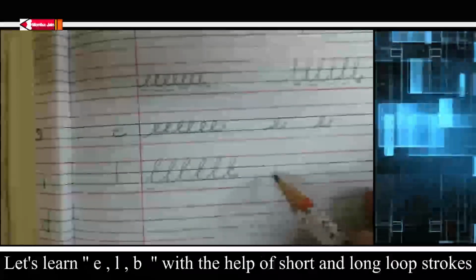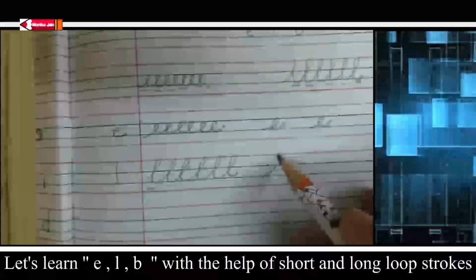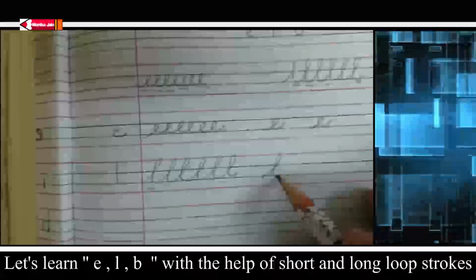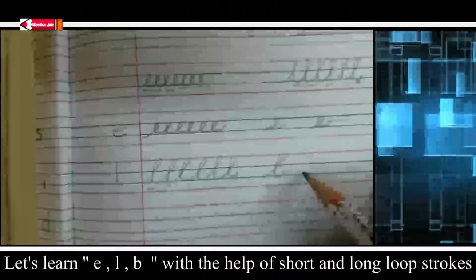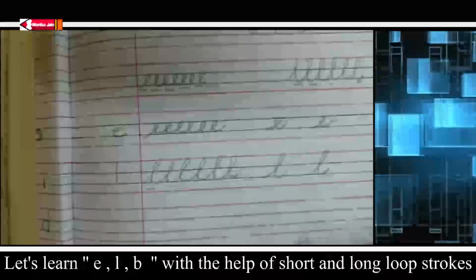Now we're going to start a single L. Big loop, touch the first line and give away the tail. Big loop, give away the tail.